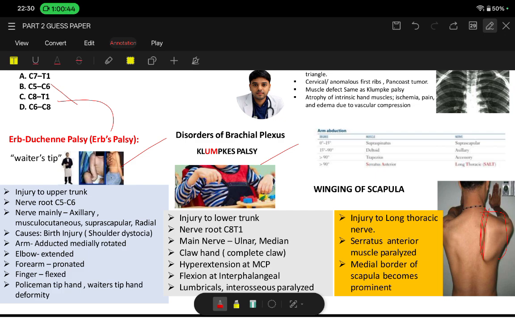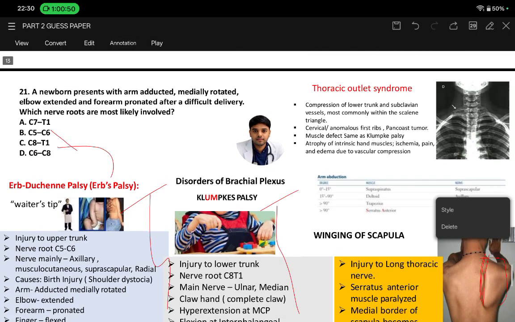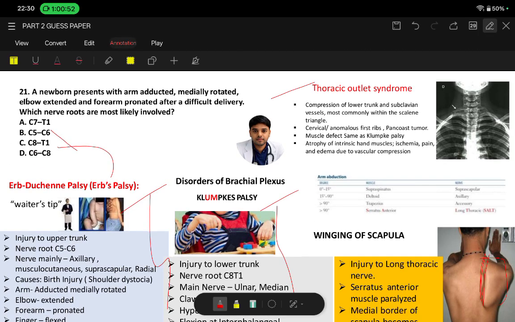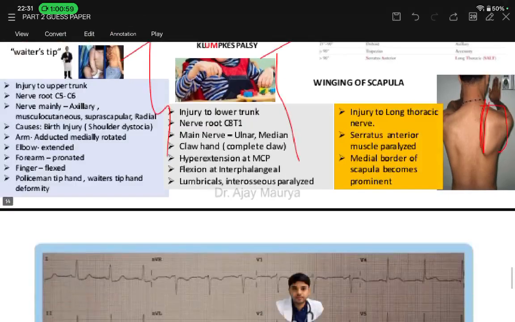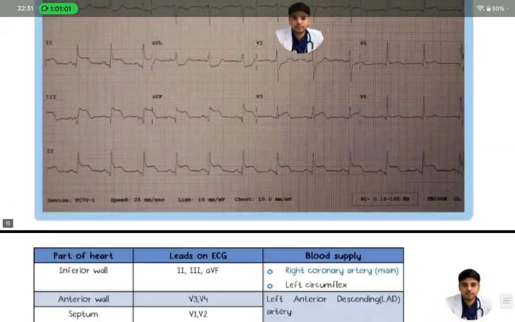In Klumpke's and Erb's palsy, you have to learn this. This is also very important for thoracic outlet syndrome. Which vessel is going to be compressed? The subclavian. Got it? Very important slide. Okay, this is the last one.